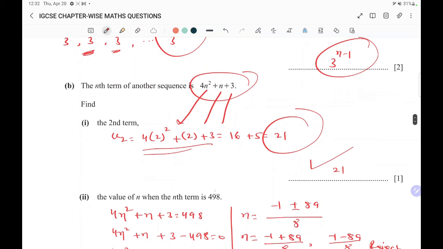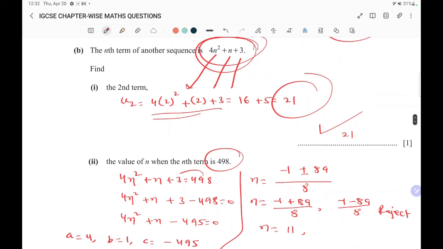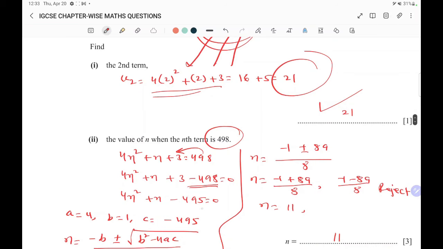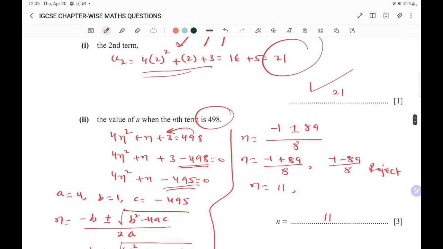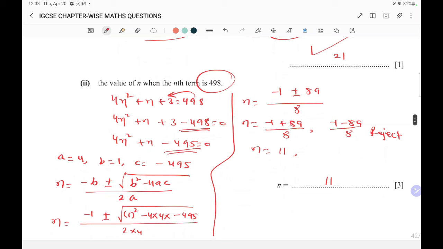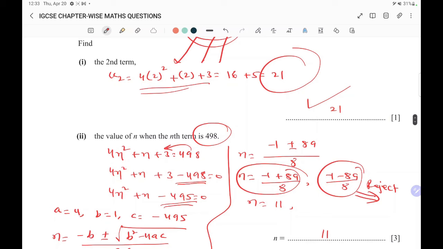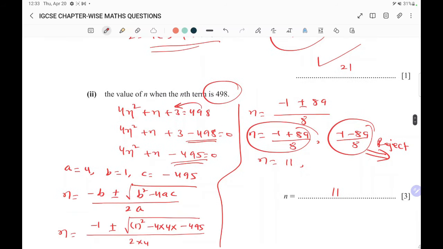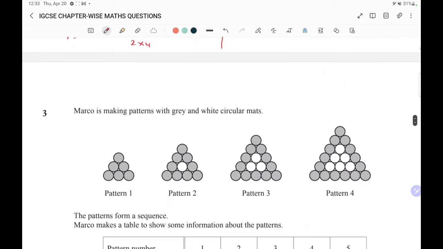Find the value of n when the nth term is 498. So 4n squared plus n plus 3 is 498. Shift this side: 4n squared plus n plus 3 minus 498. Now 4n squared plus n minus 495 equals 0. This is a quadratic equation, and I have used the quadratic formula with a, b, c. I already explained above how to use a, b, c in the quadratic formula. Just calculate precisely. You will get n equals this and n equals this. n is negative in this case, and the nth term is like 5th, 6th, 7th, so n cannot be negative, so we have to reject this part. So n should be 11.